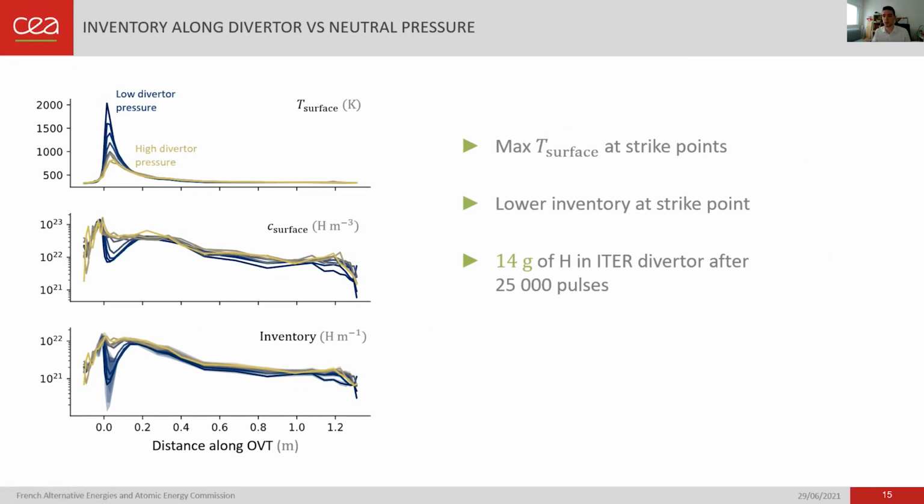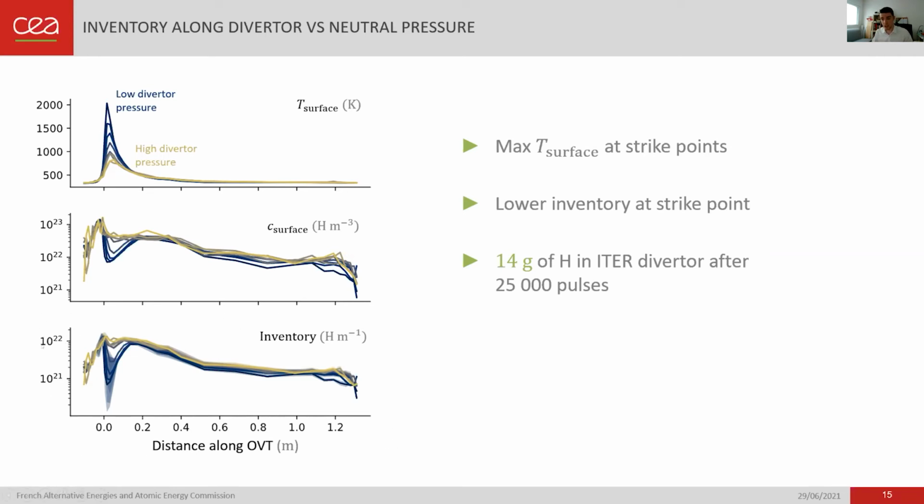First, we observed, and that was expected, that the maximum temperature is obtained at the strike point here. That position corresponded to the lowest inventory. That's because even though the particle fluxes are pretty high in that region, since the monoblock is hotter, the particles tend to get released more easily. Hence, we have a lower inventory.